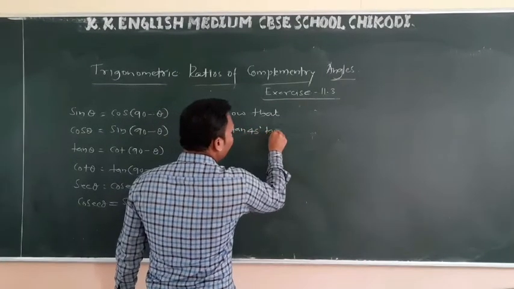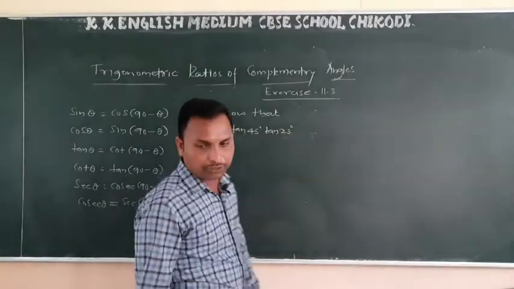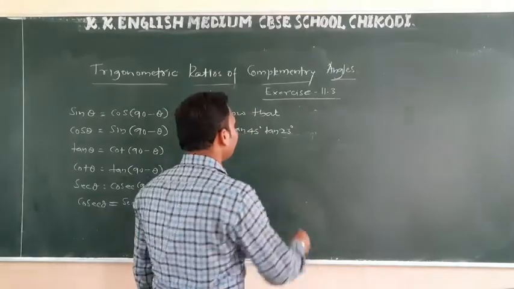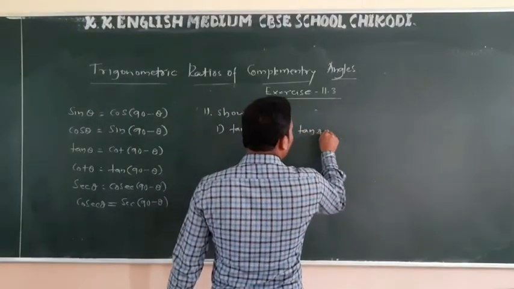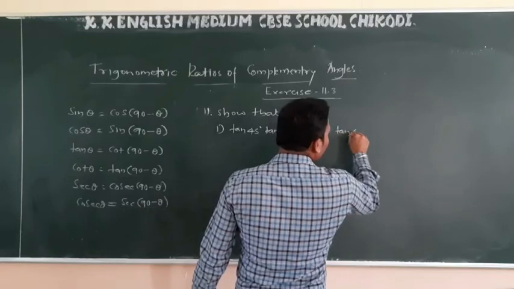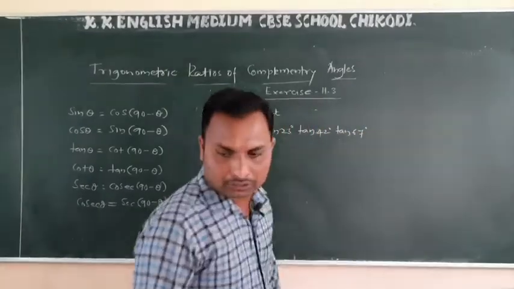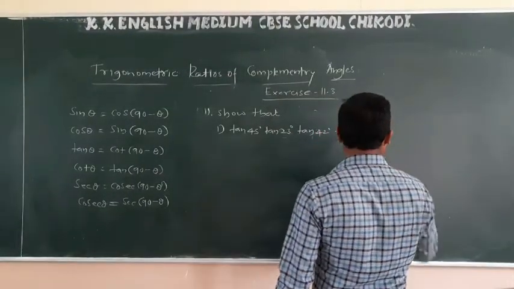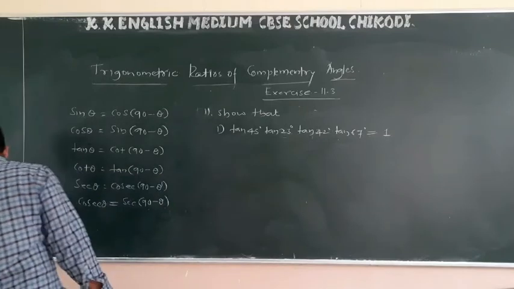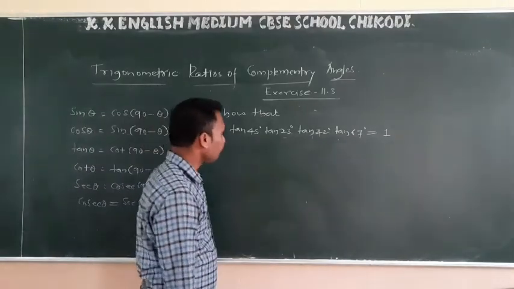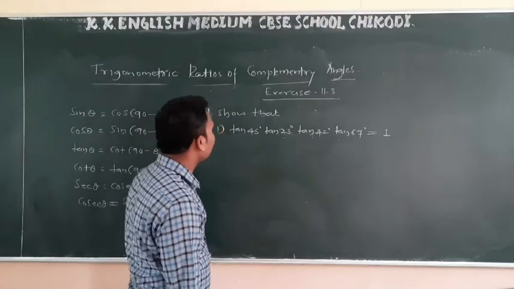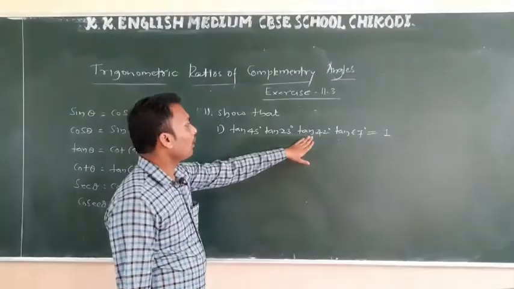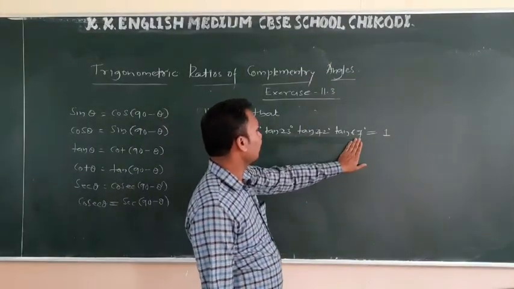Show that tan of 45 degree into tan of 23 degree into tan of 42 degree into tan of 67 degree is equal to 1. The answer should become 1, by using complementary angles. What we need to get here is the answer, so tan of 45 degree, tan of 23 degree, tan of 42 degree, tan of 67 degree.